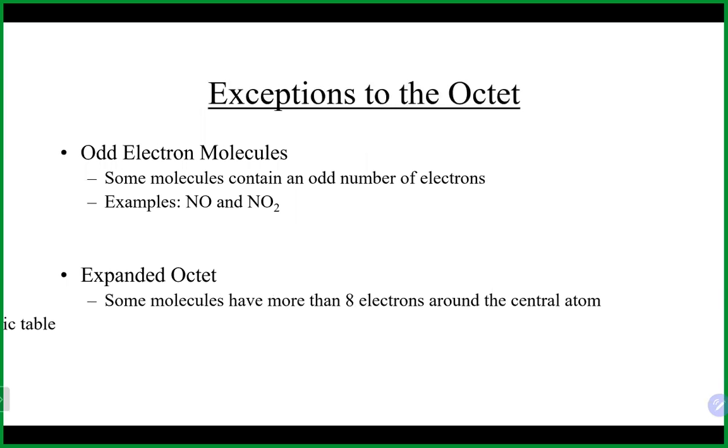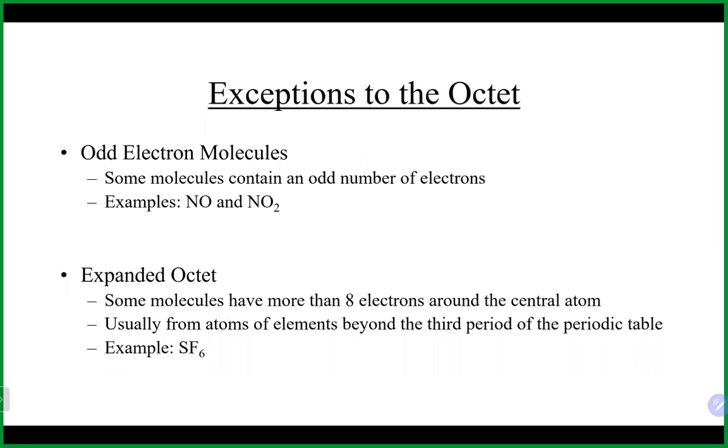Another exception to the octet rule is referred to as an odd electron molecule. That is one where, when you add up the total number of valence electrons, you hit an odd number. Basically, that means it ends up having 1 unpaired electron, as we see here in these 2 examples. Perhaps you have heard of free radicals. Those are things with 1 unpaired electron.